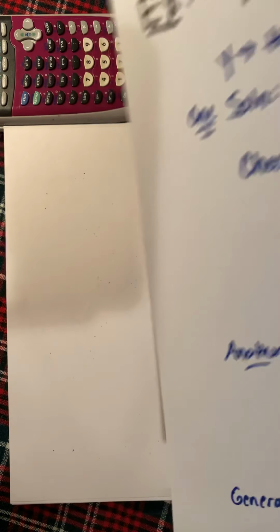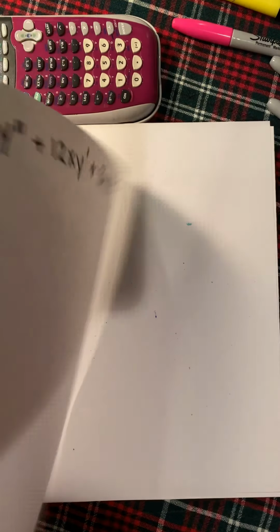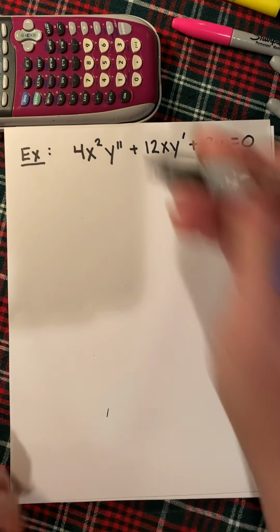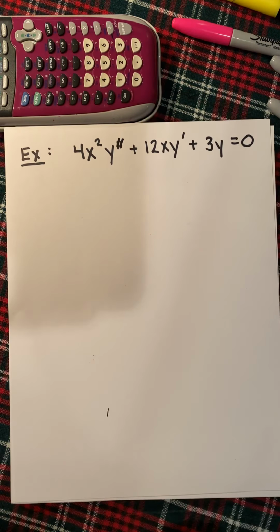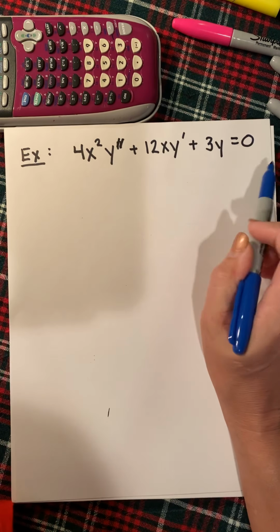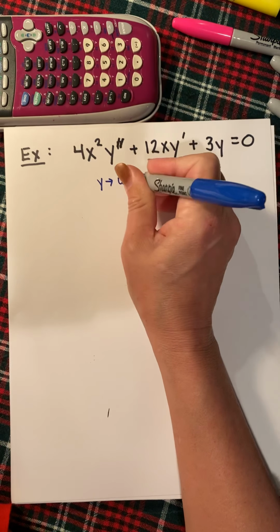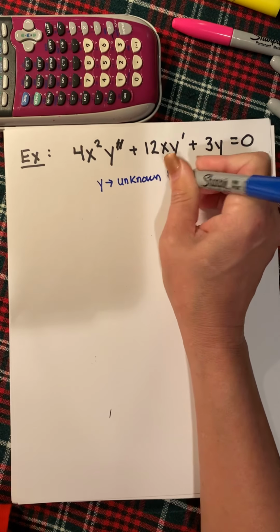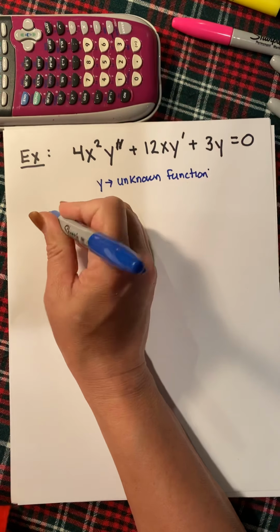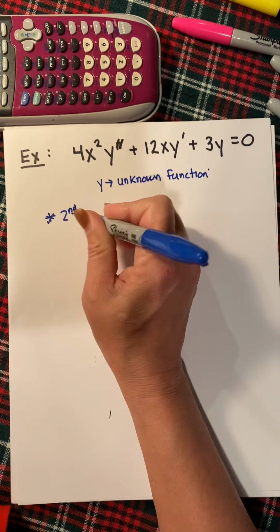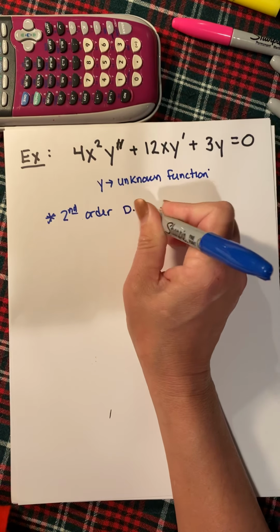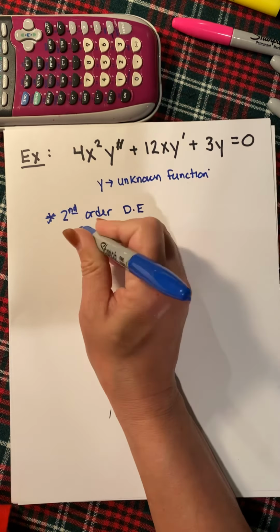All right, let's look at another differential equation. 4x squared times y double prime plus 12x times y prime plus 3 times y equals 0. Seeing the derivative is put on the y, and typically we assume y is going to be our unknown function. This is what we call a second order differential equation. The order is determined by the largest derivative present.